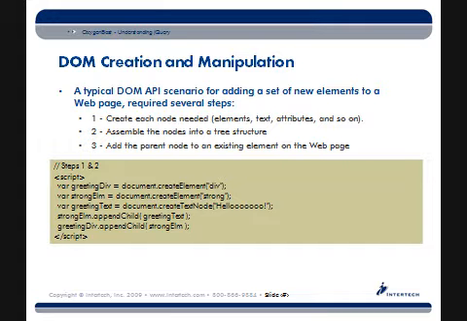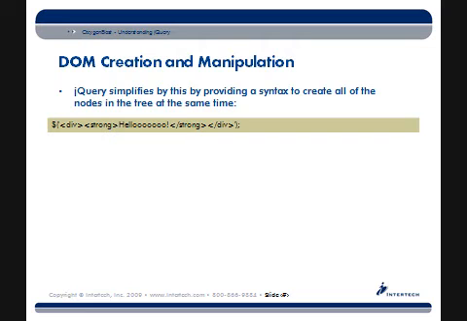So for the first 2 steps, we have a very simple script here where I'm creating a div element, a strong element, and then I also create a text node. Once I've created all the elements that I need, then I can start to arrange them in a tree structure by using the appendChild method. Again, very simple, very typical scenario.